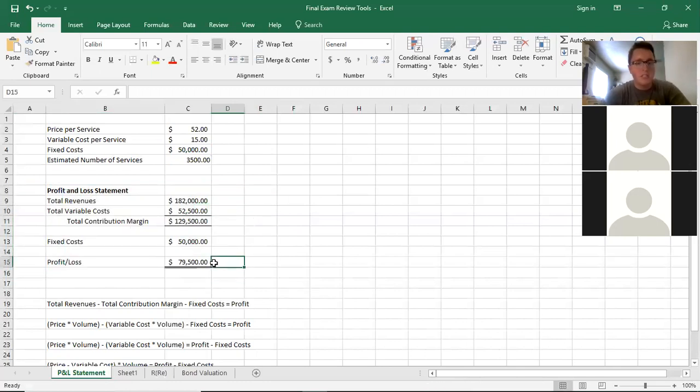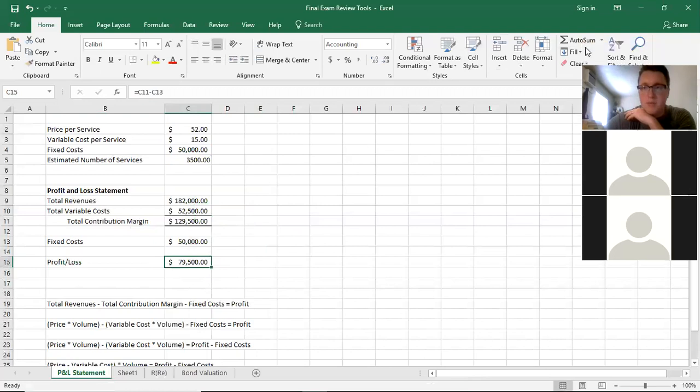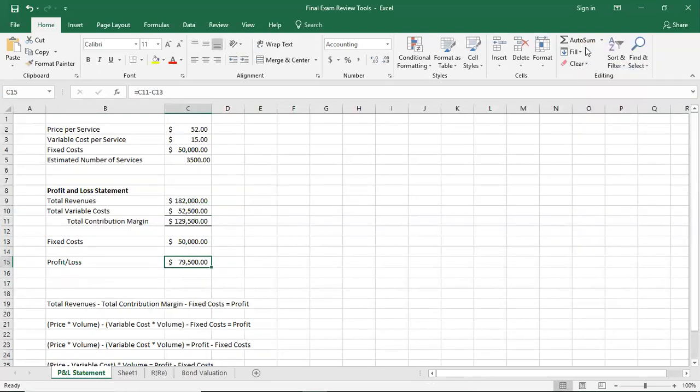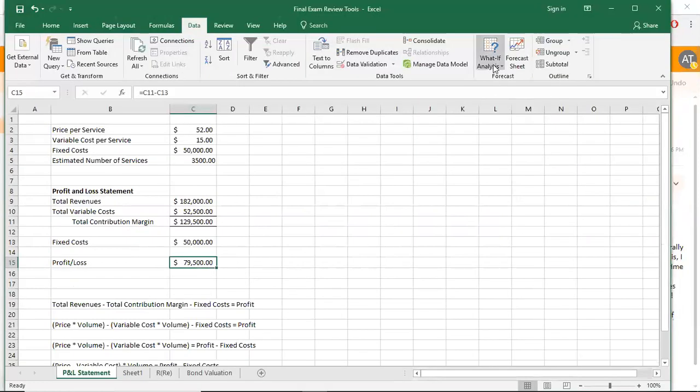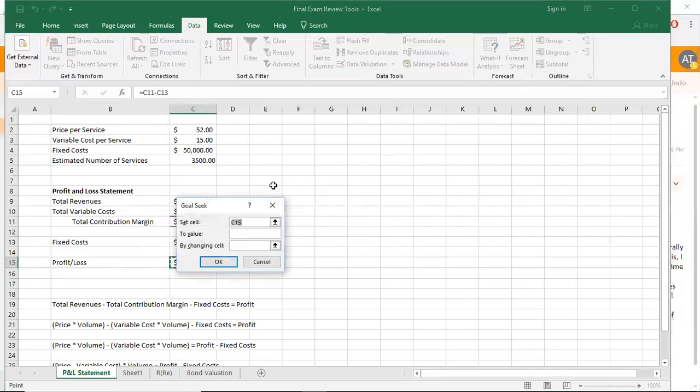Now, in order to use Excel to find your break-even volume, what you're going to do is come to this box here. I'm going to minimize that. And you're going to come to your data tab. Let's see if I can get rid of this box. So data tab. And then right here you see this what if analysis. And you'll go to goal seek.